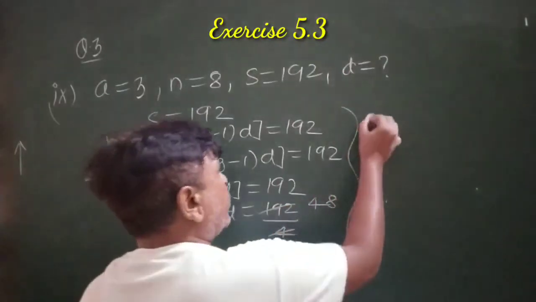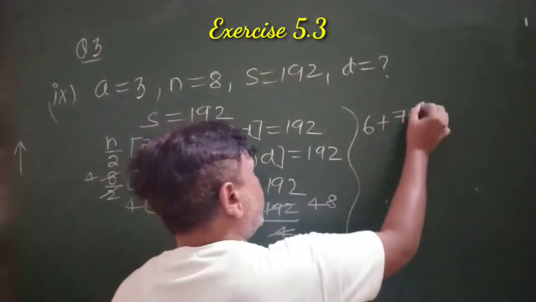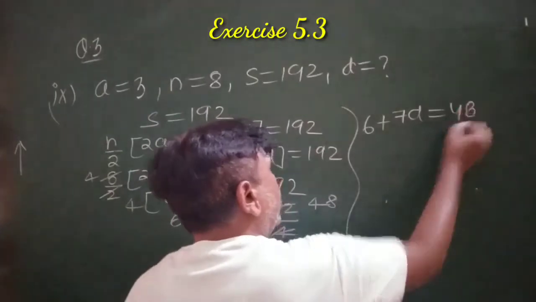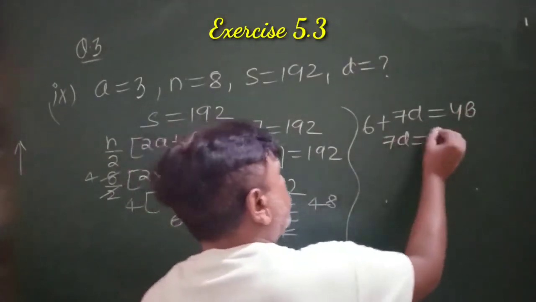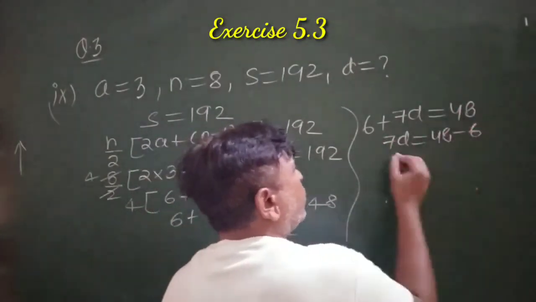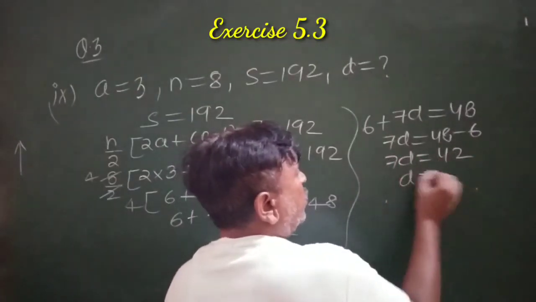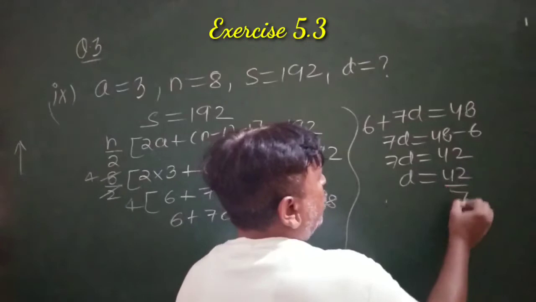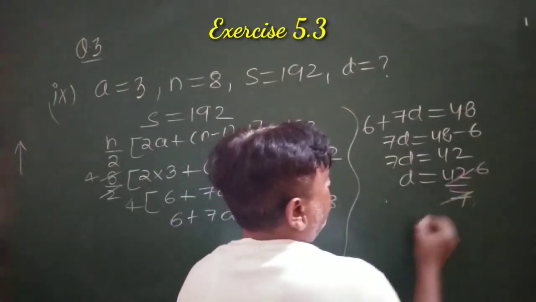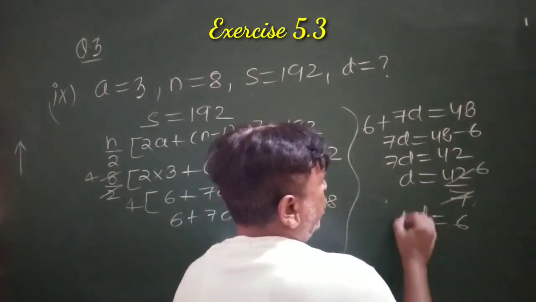You can see here 6 plus 7d is equal to 48. 7d is equal to 48 minus 6. 7d is equal to 42. So d will be equal to 42 upon 7. Answer will be 6. Okay.